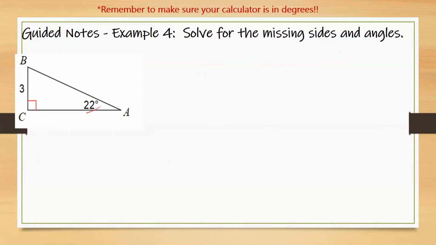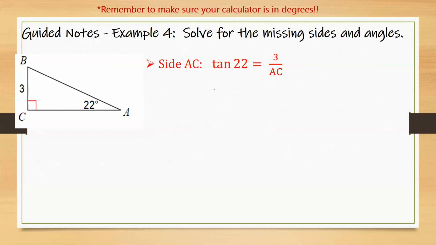So I'm going to use 22. Remember, you can't use C because that's 90 degrees and you have to have an acute angle. So I'm going to use 22. I do know what's opposite of it. So if I'm looking for AC, I'm going to use tan. Tangent of 22 is equal to opposite, which is 3, over adjacent, which is AC.